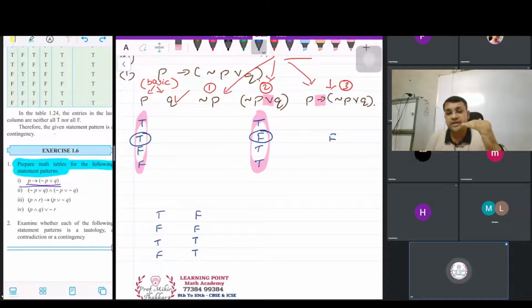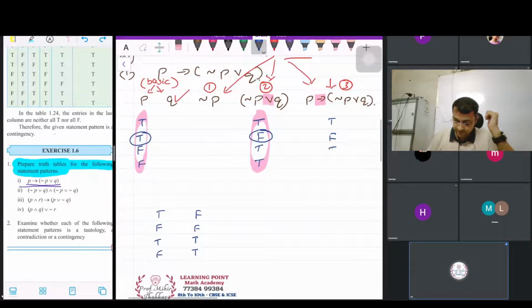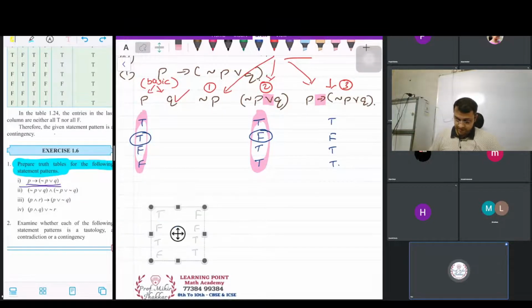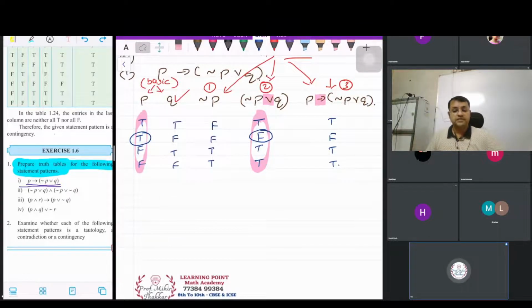In all the remaining three conditions I can see it is either TT or FT, and FT over there. So they are not satisfying the required condition, therefore they should have the truth value of T. So the answer comes out to be TFTT. Once again let me place it back in its position. So that completes my entire truth table.